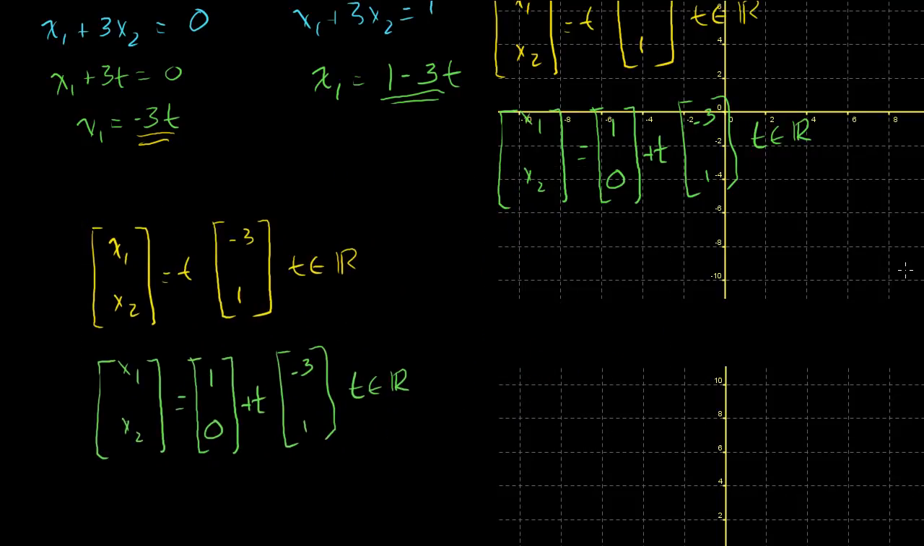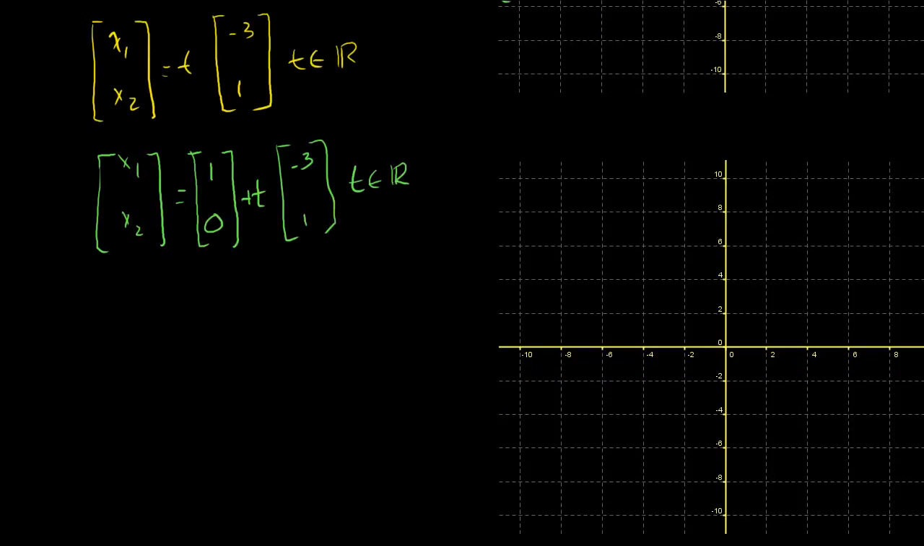Let me put my pen back on. And now what I can do is graph it right here. So the solution set for that first equation is all the multiples of the vector minus 3, 1. So the vector minus 3, 1 looks like this.